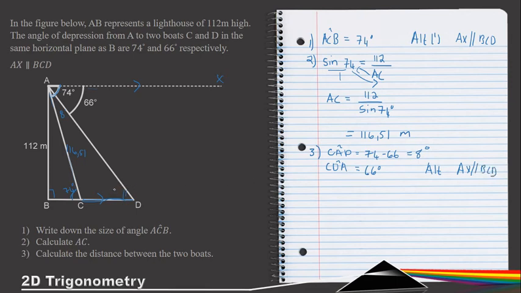So knowing that this is now 66 degrees, we say we want CD. So we're going to say CD over sine of the opposite one, which is 8, the angle across it, is equal to this length over the sine of this angle. So 116,51 over sine of 66. Now to calculate that, CD is equal to 116,51 times sine of 8, over sine of 66.